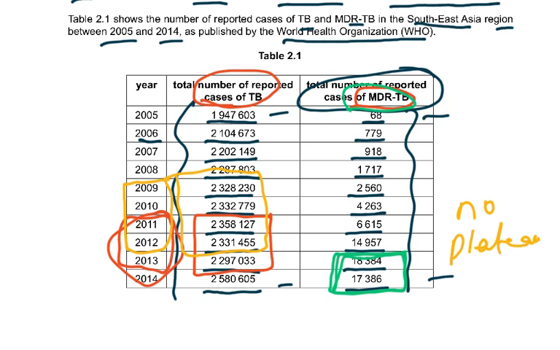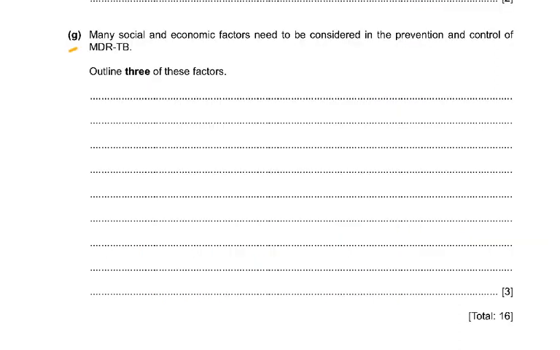So this is of course a very, very important skill of biology which they are testing, which they have put in the syllabus, that you must be able to interpret and be looking at tables and find out differences, etc. The last part of the question G: many social and economic factors need to be considered in the prevention and control of MDR-TB. Outline 3 of these factors. So that was a very simple 3 marks for this part of the question.